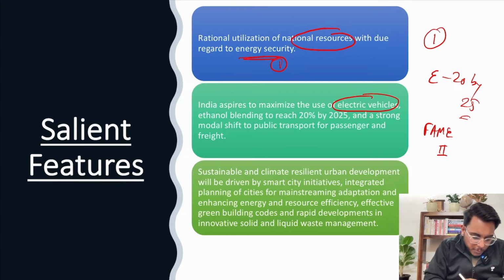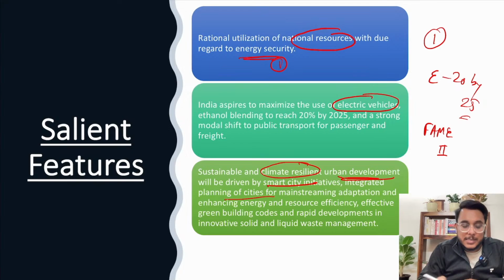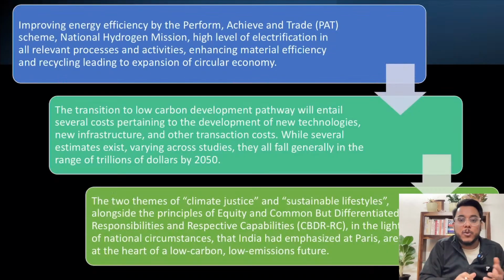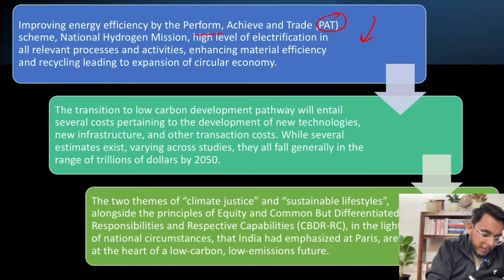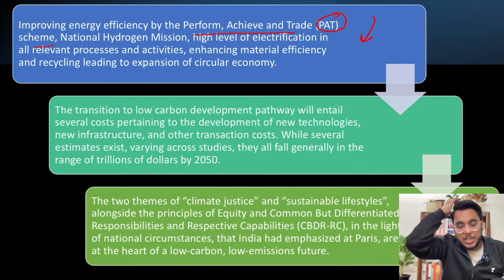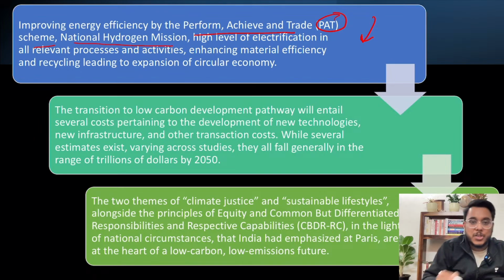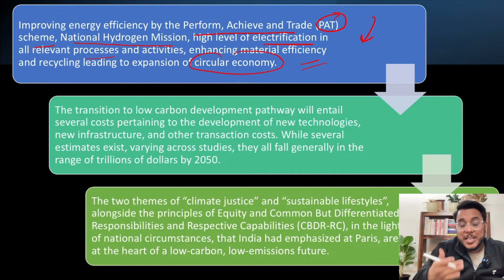Then India will also focus on sustainable and climate resilient urban development, smart city initiatives, integrated planning of the cities, adaptation, mainstreaming, efficiency of the resources, green building codes, all these particular things will be done. At the same time, innovative solid and liquid waste management will be done. Then the next is that India is also focusing on the PAT, that is the Perform, Achieve, and Trade scheme. Under the Perform, Achieve, and Trade scheme, the focus is on enhancing the efficiency of energy consumption. The National Hydrogen Mission is being started up. A high level of electrification is being done wherever possible. Material efficiency, recycling, circular economy, these particular things are being focused on.